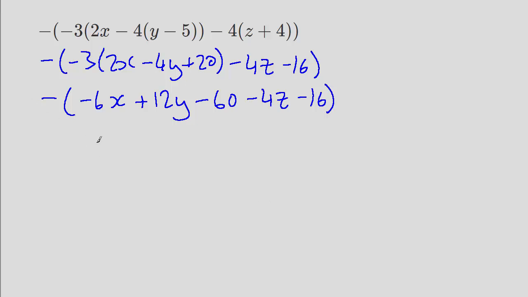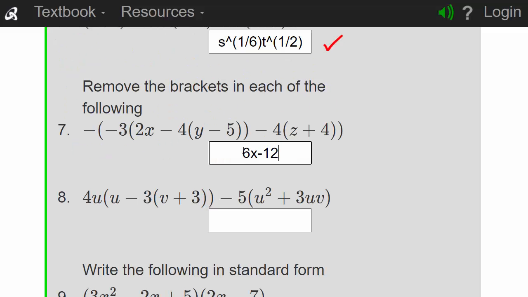So bringing the minus sign into the bracket and collecting the constant terms, we're going to get 6x and then minus 12y. Then I'll do the 4z, and that's going to be plus 4z. And then minus 60, minus 16 is minus 76, and then there's a minus there, so it's plus 76. We've got 6x minus 12y plus 4z plus 76.